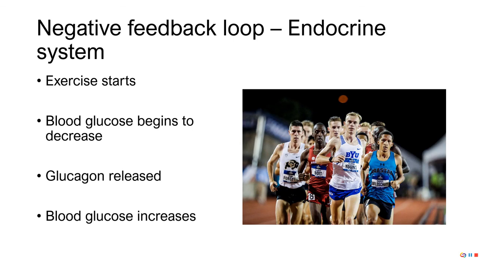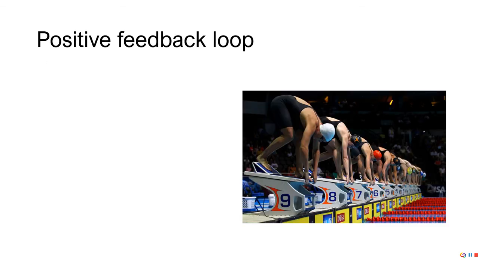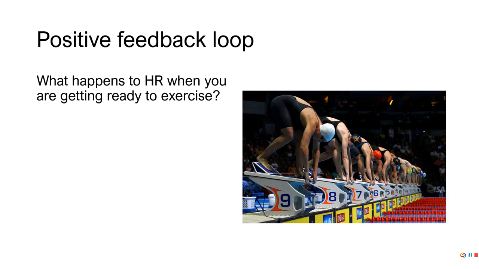The final example that I want to talk about is a positive feedback loop. I want you to think for a second, what happens to your heart rate just before you begin to exercise? Let's just say you're one of these individuals here. I believe this is at the Olympics, but you're one of these individuals on the blocks. What's going on with their heart rate as they're sitting on the blocks? Well, it's going up. Part of this might be due to some anxiety, some anxiousness, but part of it is just the body getting prepared for exercise.